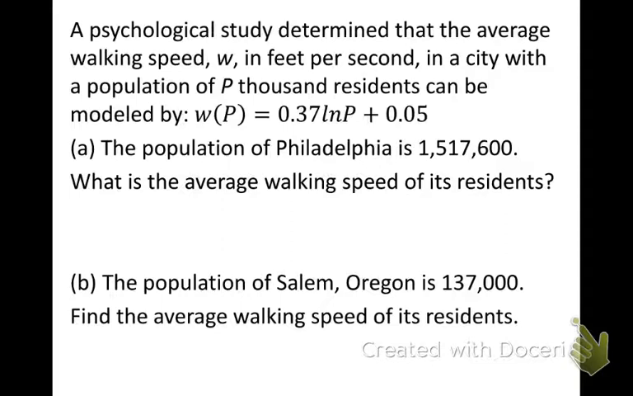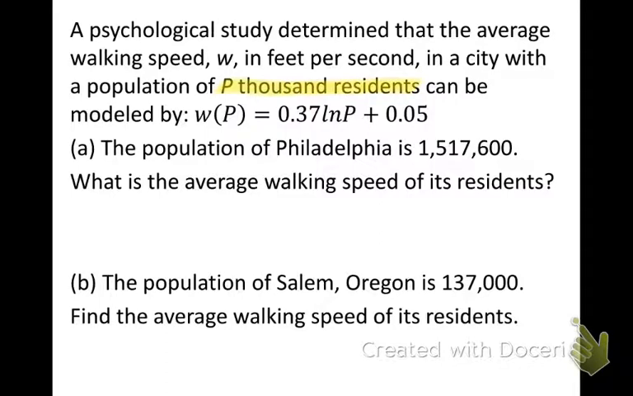So let's check out what's going on in Philadelphia. The population in Philadelphia is 1,517,600. What's the average walking speed of its residents? Now, we need to plug in our population, but we got to be a little bit careful about how we do that. P is in 1,000 residents.